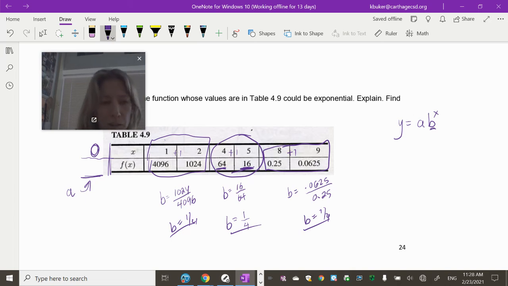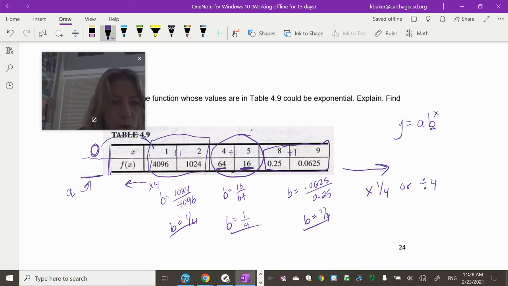Now we just need to use those clues to find our y-intercept. If you think about it, we have to go backward. So if we're going in this direction, we're going to multiply by 1/4, or another way of saying this is divide by 4. If we want to go in the opposite direction, we're going to multiply by 4. 1024 times 4 is 4096.